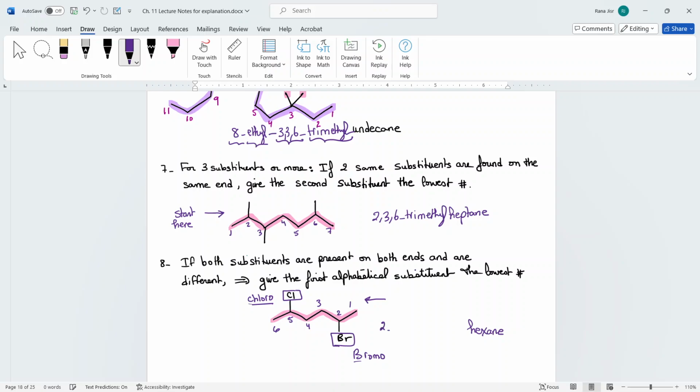So on carbon number 2, I have a bromo. And then on carbon number 5, I have a chloro. No need for space. And then it's going to be hexane. Again, between a number and a letter, you use a dash. Between numbers, you put commas.